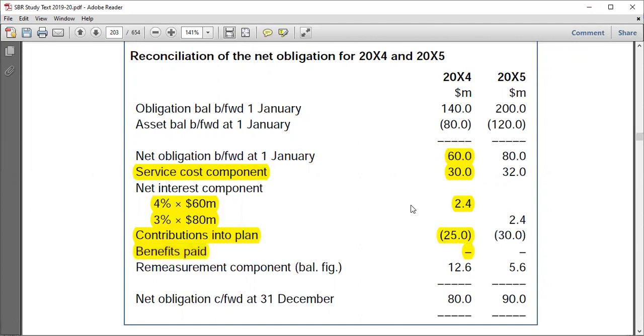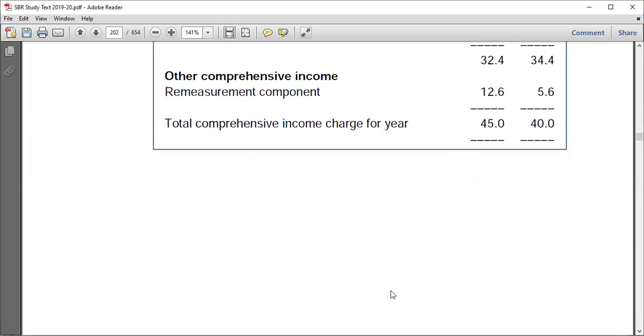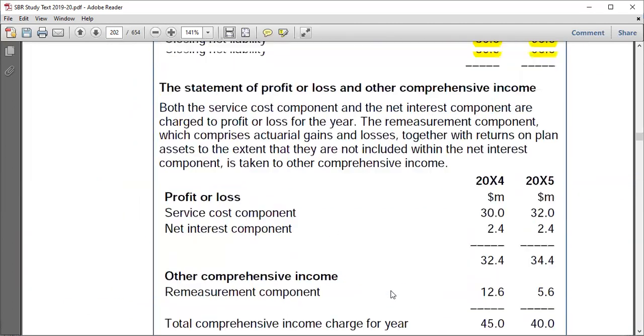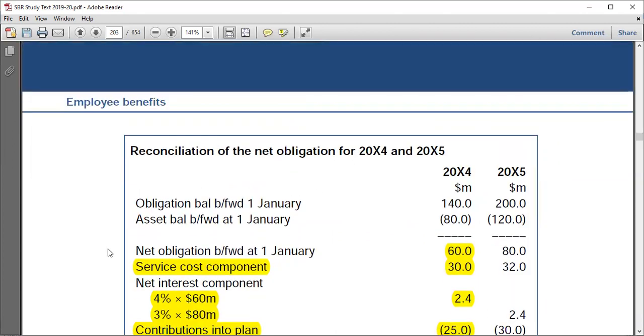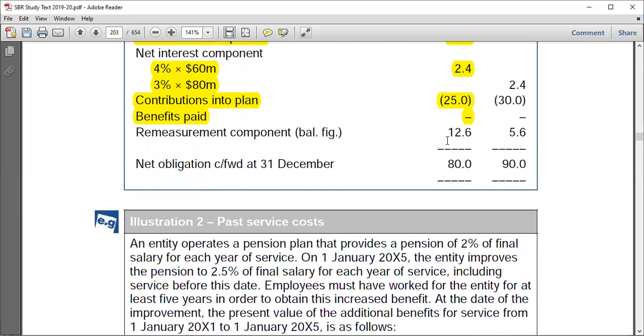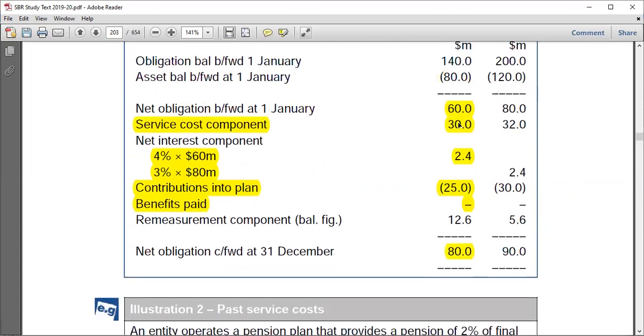Then you obtain the carrying amount, right? This will be the carrying amount. But we said that the net obligation at the end of the year was how much? We determined it here and said that for 20x4 it was 200 minus 120, which was 80. So you just go and take a look at your 80. 80 is our net value, which is here, right? After doing that, we compare your values. I have 60 plus 30, which is 90. 90 minus 25, 65, plus 2.4, 67.4.